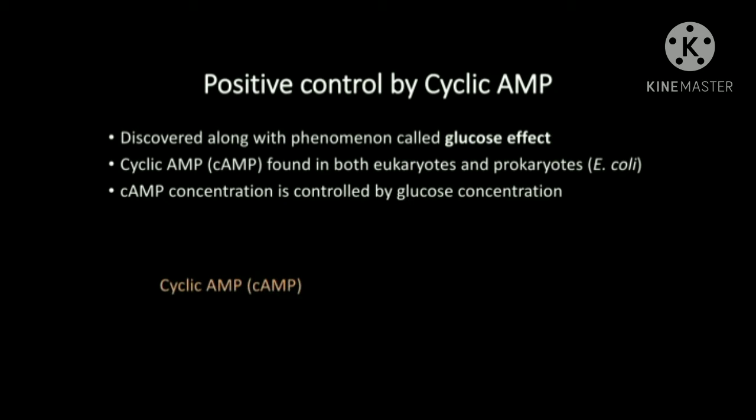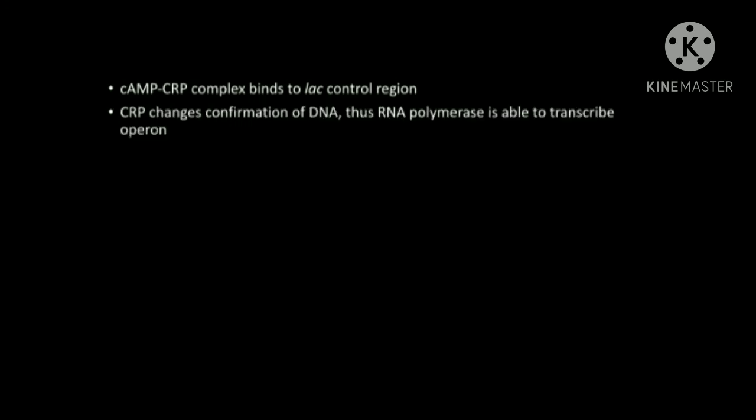Cyclic AMP, being a small molecule, cannot stimulate the expression of genes on its own. So, for that, it binds with another protein called cyclic AMP receptor protein, or CRP. The CRP cannot bind with DNA on its own. So, the cyclic AMP and CRP form a complex. Now, this binds to the specific site in the Lac control region. The bound CRP changes the conformation of the DNA, which makes it possible for the RNA polymerase to transcribe the Lac operon. Thus, the presence of bound cAMP-CRP is necessary for the transcription of the operon, even when the lactose is present and repressor is inactivated.